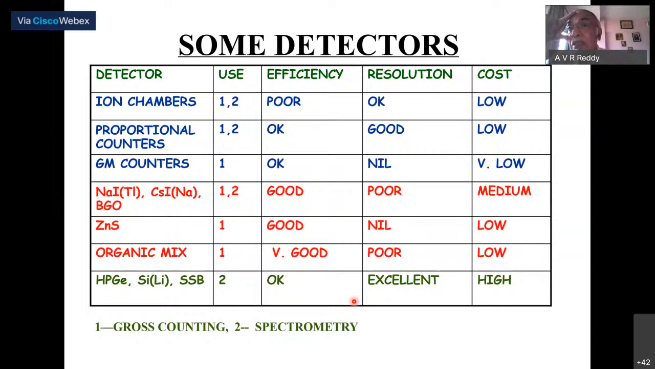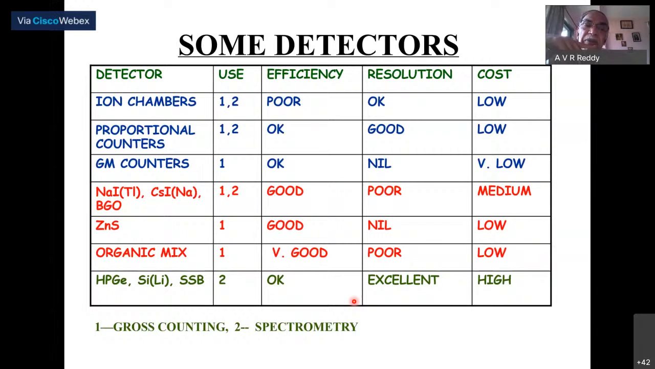Efficiency is excellent. In fact, for alpha detection, you can go as near as 100 percent, as the sample is immersed in the mixture. That is, everything is surrounded by the detector material. Resolution is poor, and of course, price is pretty low.